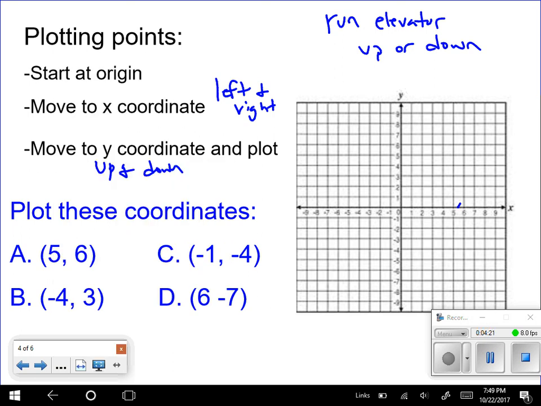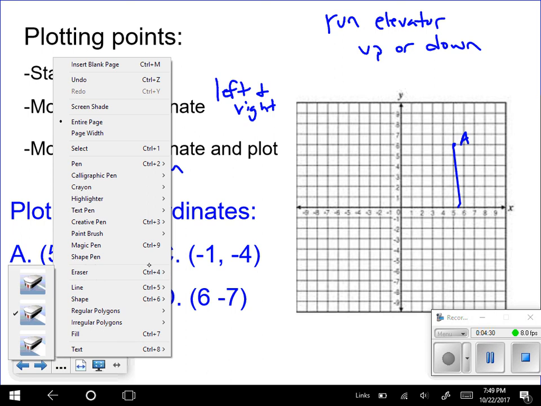We're going to go over 5 and up 6. We're going to call that A. Try the eraser one more time. Apologize.